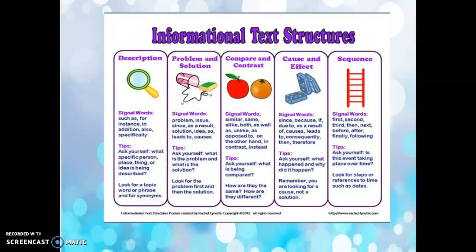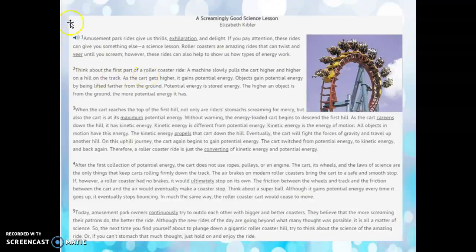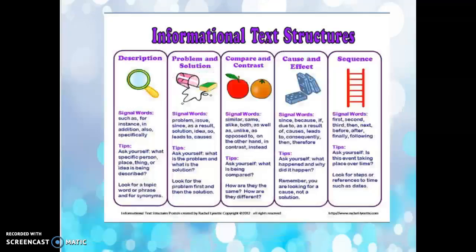What is the solution? I don't know if this is problem or solution because they're not talking about a problem or a solution. They're not saying roller coasters are the worst things in the world, this needs to stop, and this is how we're going to stop it. That would be problem solution. But because we're not really talking about a problem or a solution, I'm going to say no to that.